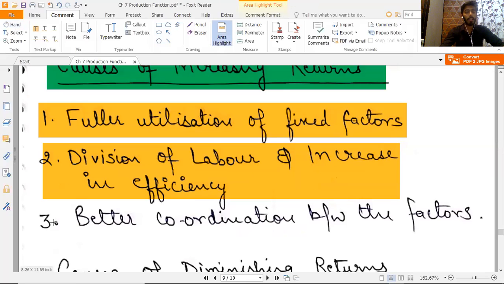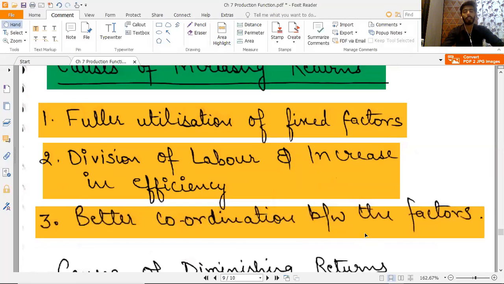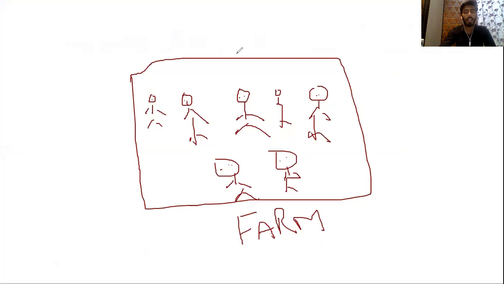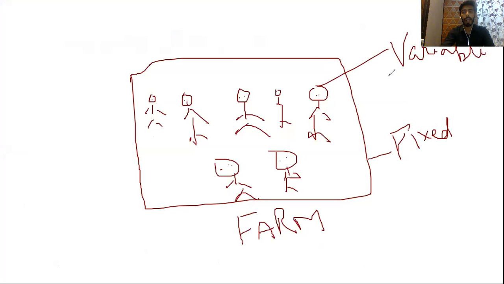And the last point is better coordination between the factors. Which factors are being talked about here? The factors being talked about here are the fixed factor and the variable factor. This part is the fixed factor. This is fixed, right? And this labor is variable. Land is what here? Capital, right? Because this is fixed.